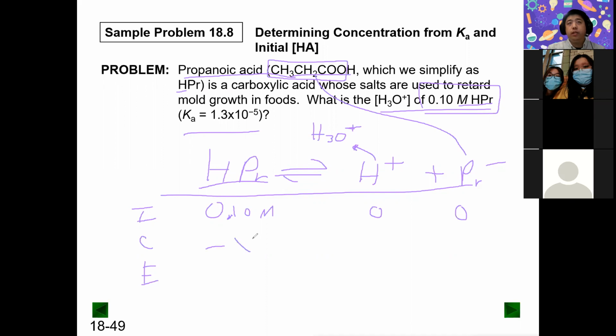So I'm always going to subtract from this side, add to this side, because I don't have anything to start with on the right side. So then this becomes 0.1 minus X. This is just X, and this is just X. Any questions up to this step here?